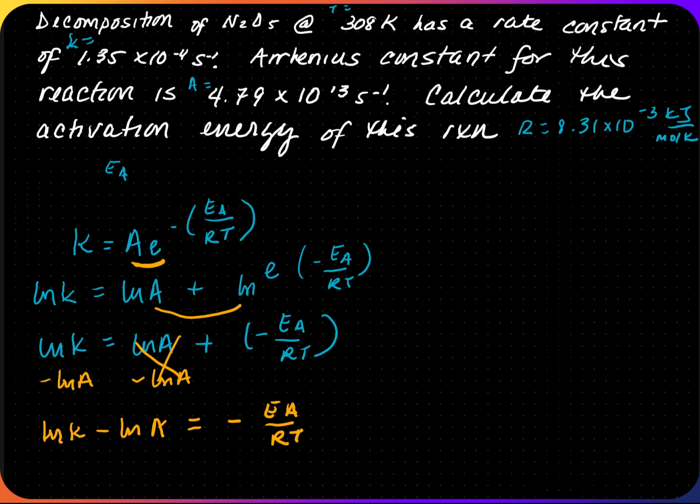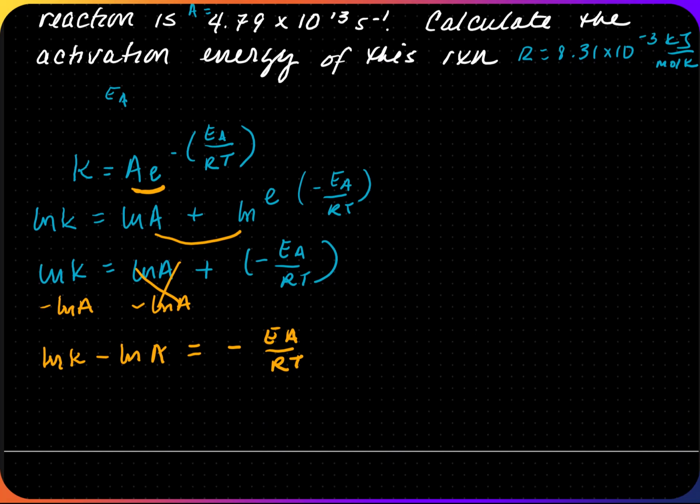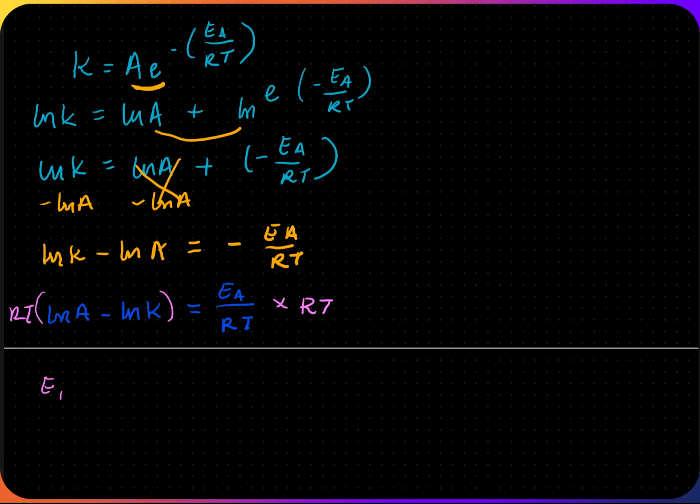Next I need to distribute the negative sign. When I do that, this becomes ln A minus ln K equals EA over RT. To isolate EA, I need to multiply everything by RT on both sides. On this side I multiply by RT, and on the opposite side I multiply by RT. So EA equals RT times (ln A minus ln K).